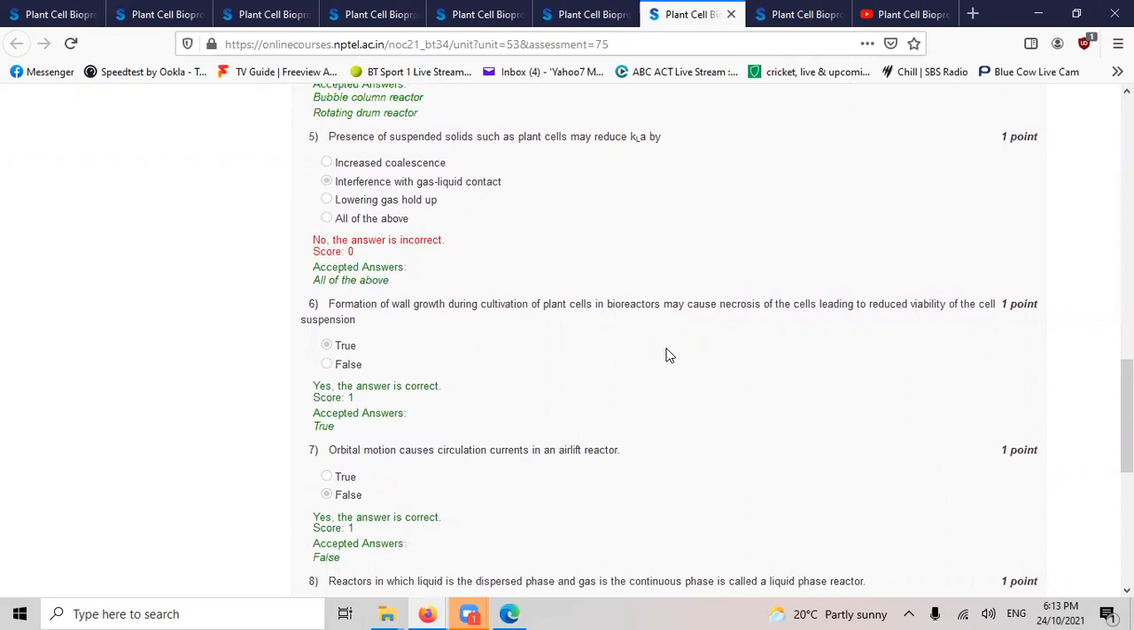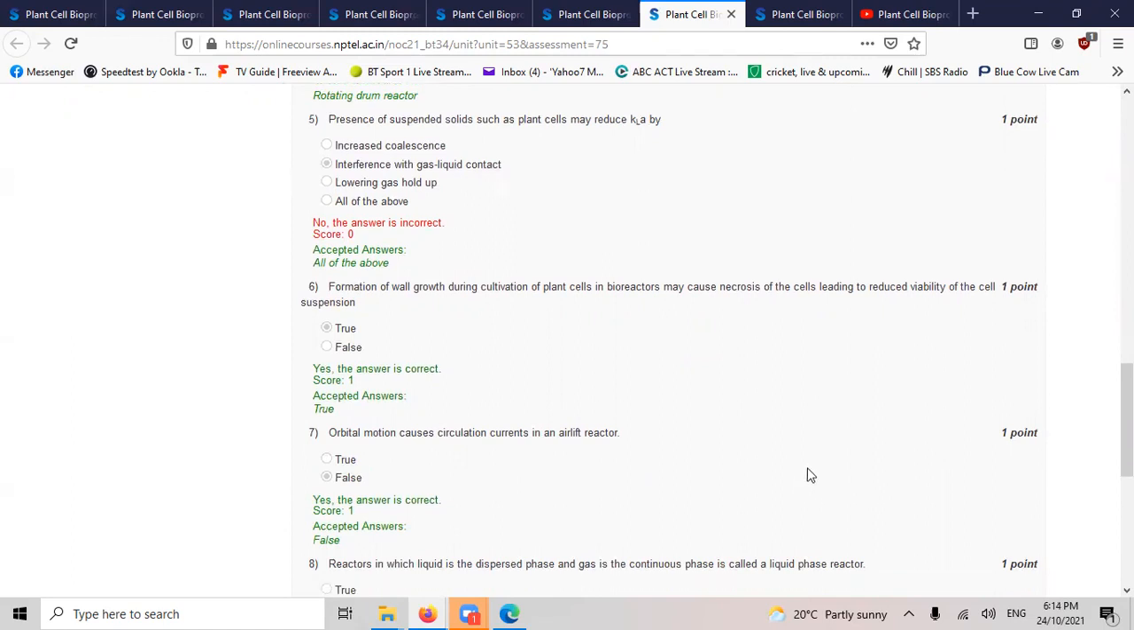Reactors in which liquid is dispersed, phase and gas is continuous is called a liquid phase. No, it's whichever's in the continuous phase. So that's a continuous, that's a gas. So no, that question should be a gas, that's wrong.